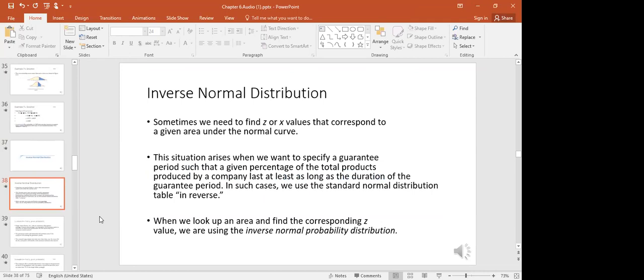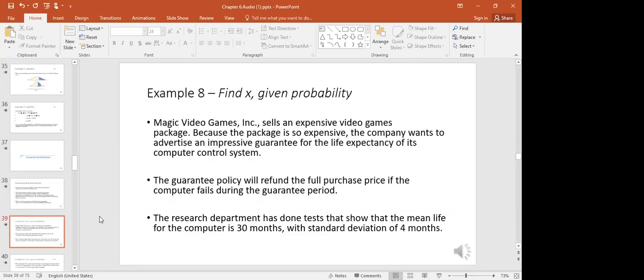So another type of question that you will have is the inverse normal distribution. That is, sometimes you are given the area and you are asked to find the z value or the x value. Z value is when it is a standard distribution. X value is a general distribution. Let's look at this example.